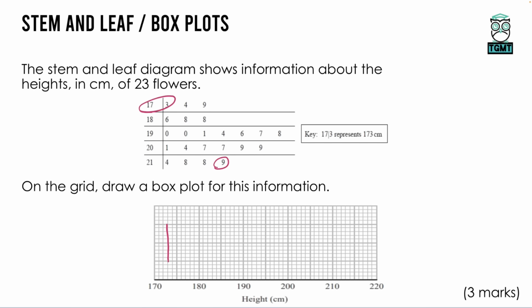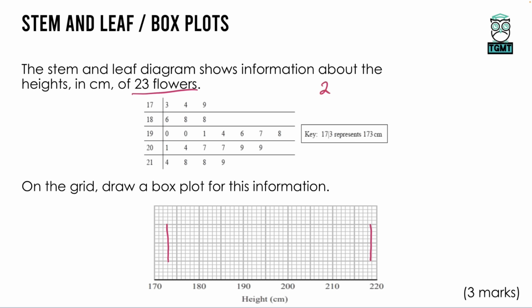Check the scale on your box plot just to make sure that each square is 1. If not, obviously just be careful when you're plotting that. 219 is just before the 220, and there we go, that's our smallest and largest value. Now to find the median and quartiles, particularly when we have all of those three to find, I would take a statistical approach for 23 flowers here, rather than crossing all the numbers off and having to then find the quartiles inside all the crossed off numbers.